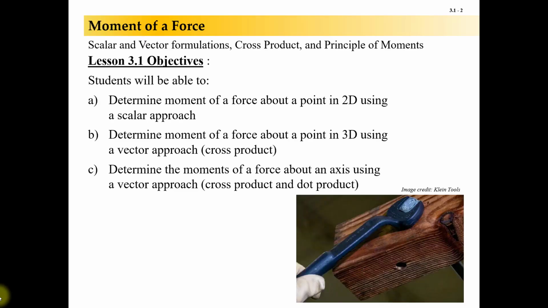In this lesson, we're going to determine the moment of a force about a point in 2D using a scalar approach. Then we're going to determine the moment of a force about a point in 3D using a vector approach and the cross product idea. And then we're going to determine the moments of a force about an axis using a vector approach, and that's going to use the cross product and the dot product.